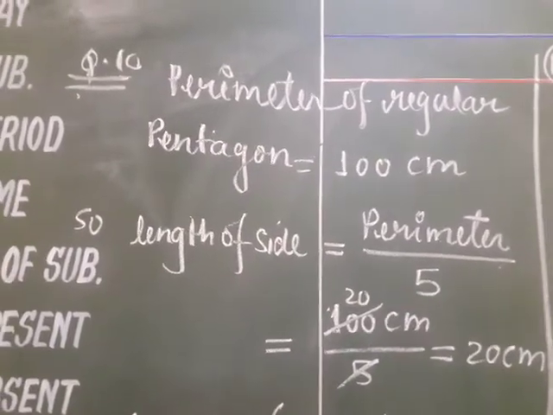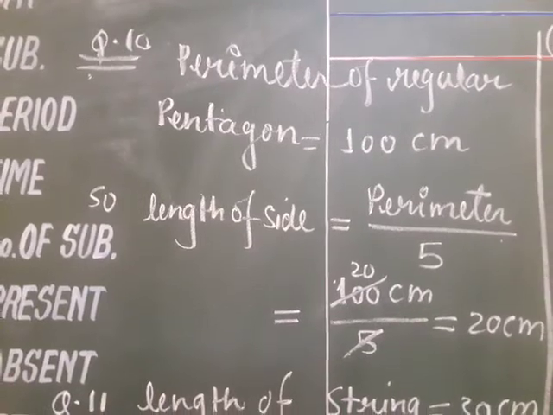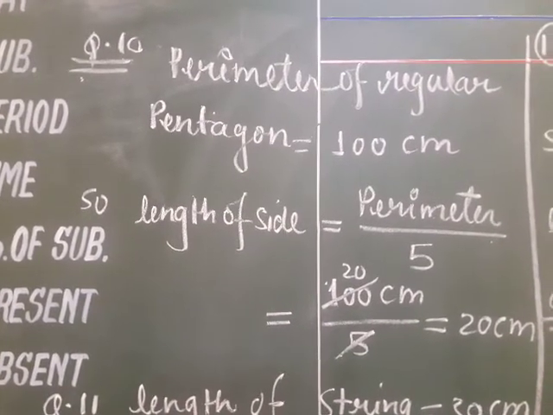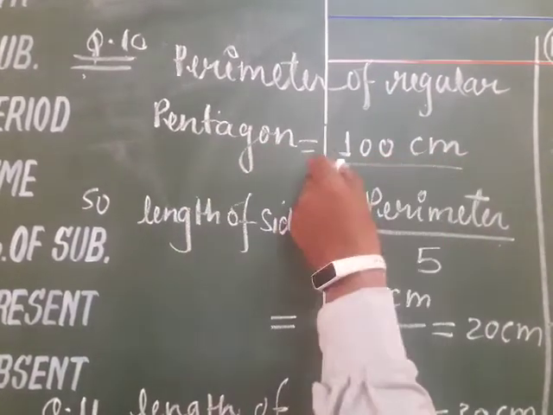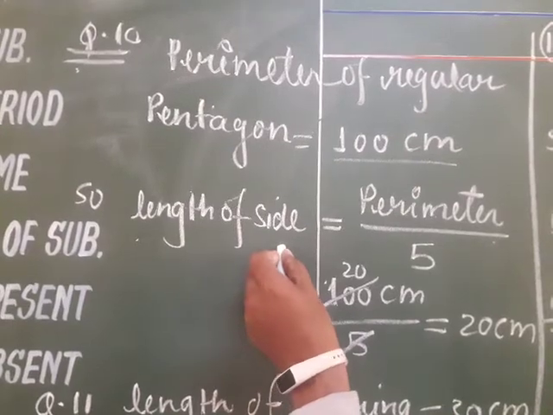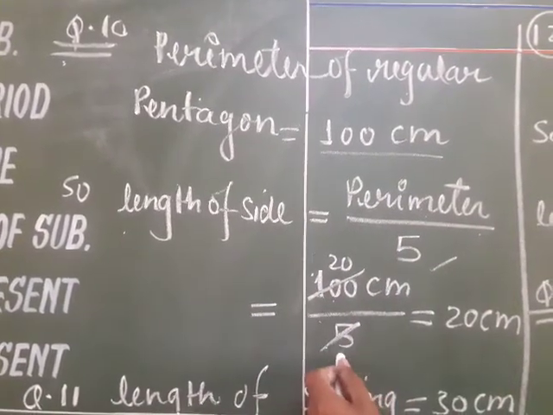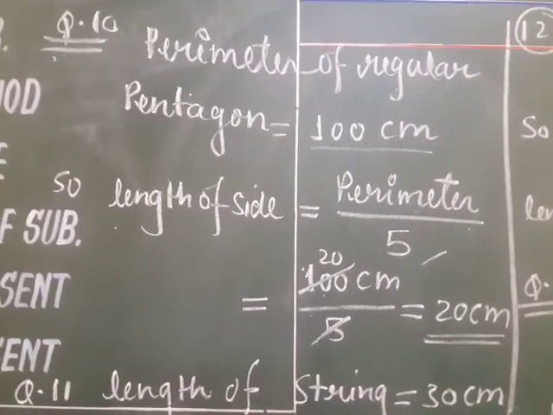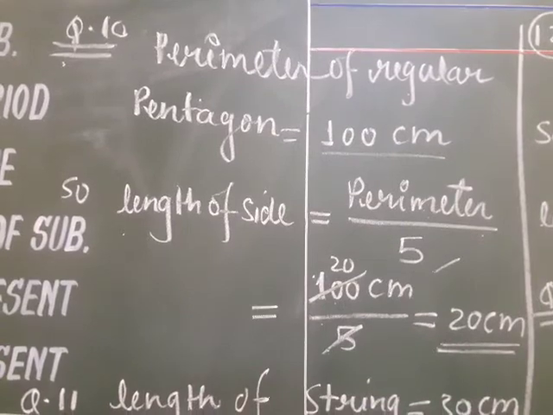Now going to question number 10. The perimeter of a regular pentagon is given as 100 centimeter. How long is each side? As we know, a pentagon has 5 sides. So the length of the side is equal to the perimeter upon 5, that means 100 upon 5, so one side is equal to 20 centimeter. That means each side will be 20 centimeter in length.